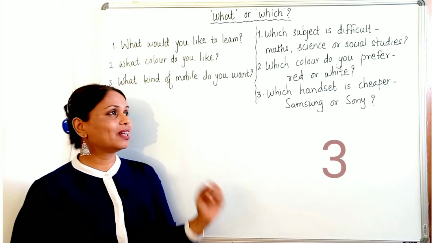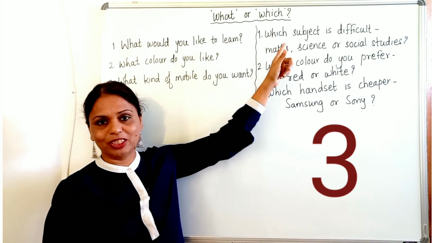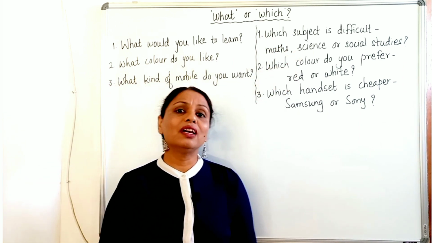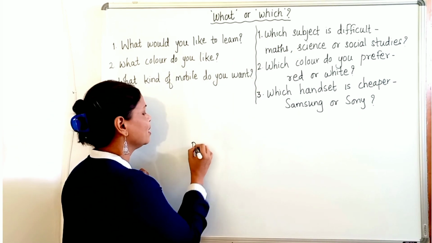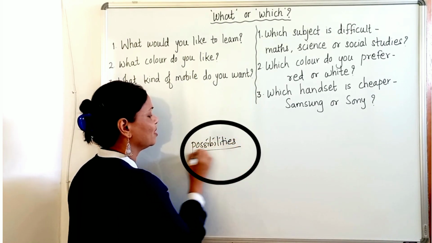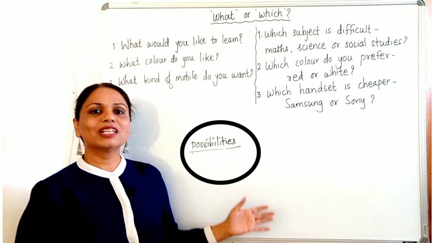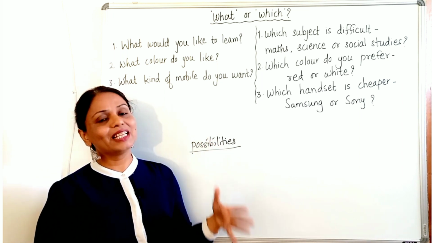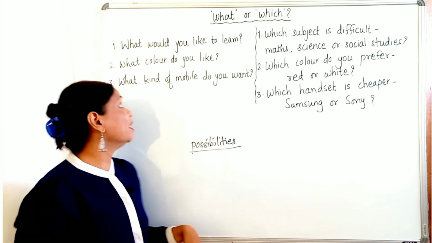As I said before, there are 3 tips to use what and which. Let's start with the first one. The first one is you need to consider the possibilities of the options. Let's see. First, I'd like to read the example so it is easier for you to grasp the idea.